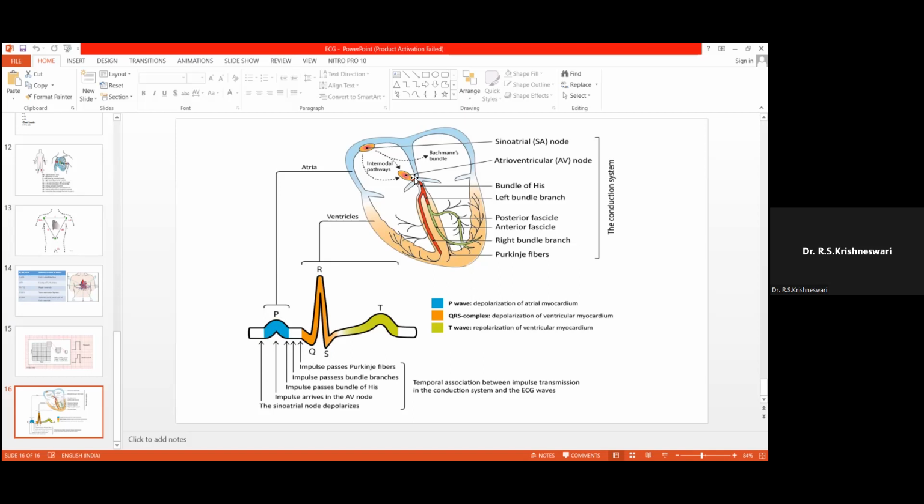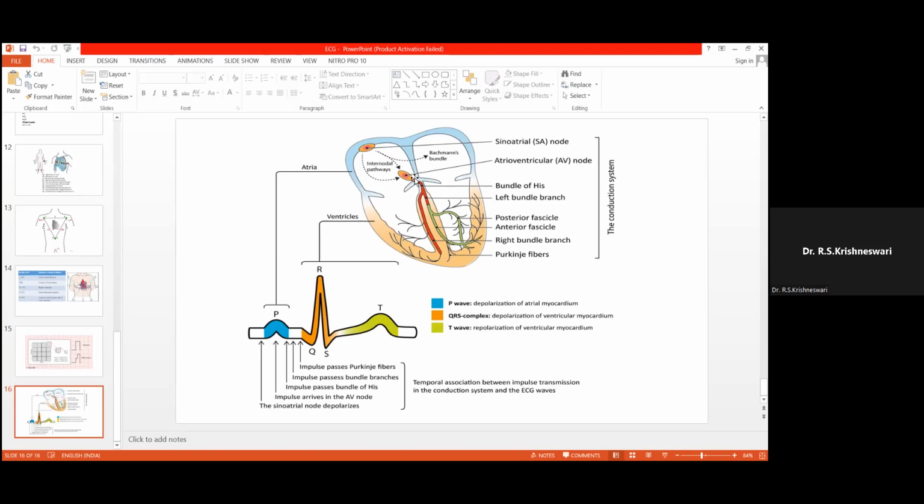Then once this impulse reaches the ventricles, what happens? The ventricle starts contracting from the bundle branch. It reaches the Purkinje fibers, and there will be spread of electrical conductivity to all the musculature of the ventricles, and the ventricle starts contracting, and there will be production of the QRS complex.